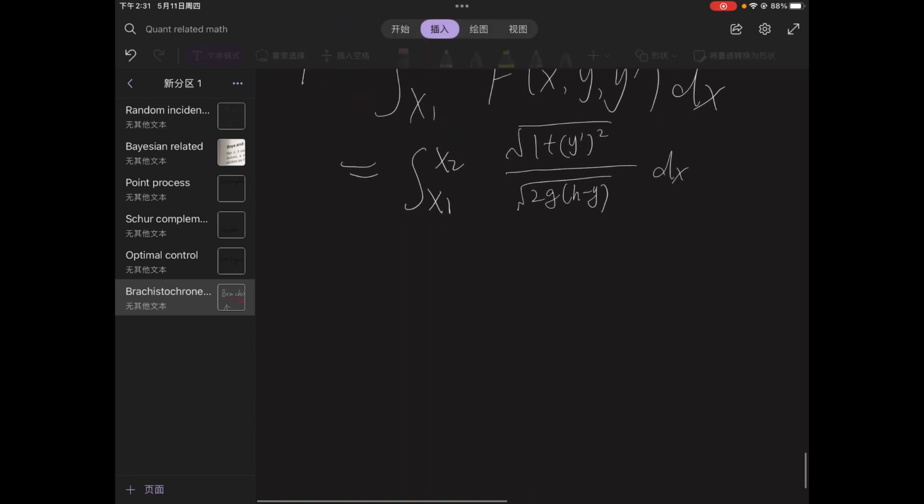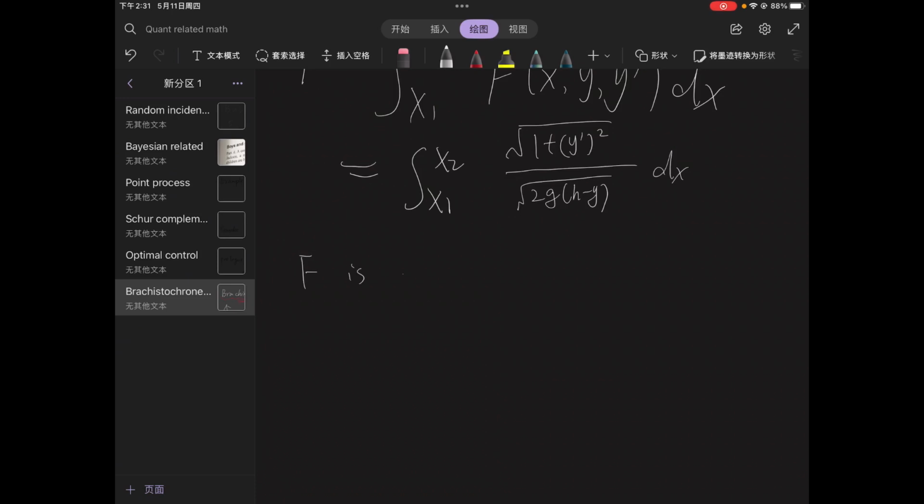What I want to say here is that this f is independent of x. I don't mean it's independent of x, but I think it does not contain x directly. Because y is a function of x, f does not contain x directly. So essentially, f is a function of y and y'. Of course, y and y' are functions of x, but f itself is not a function of x.